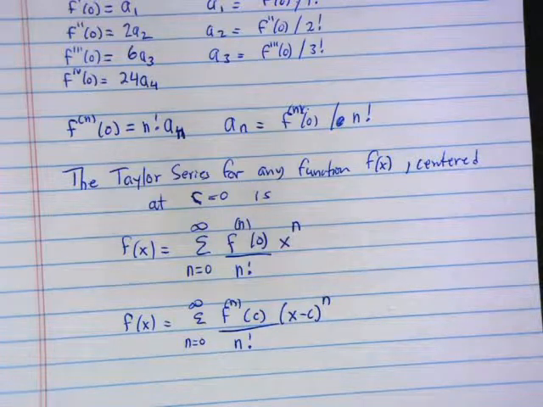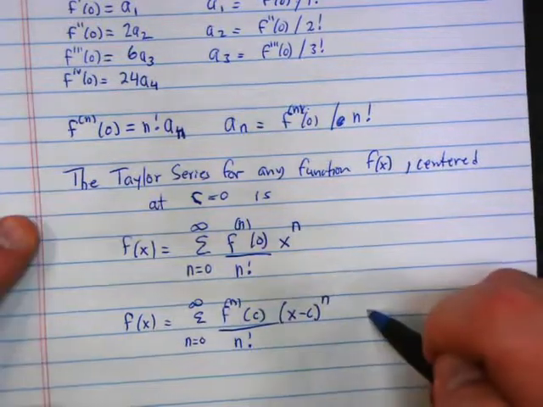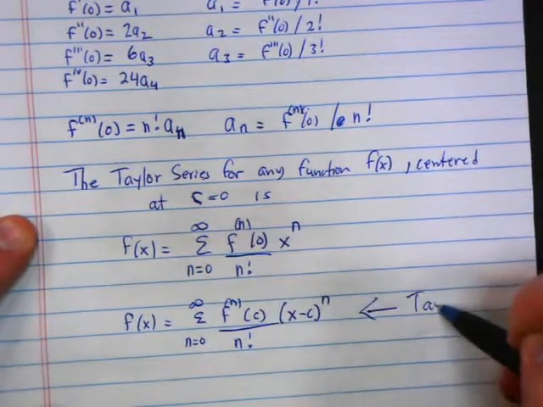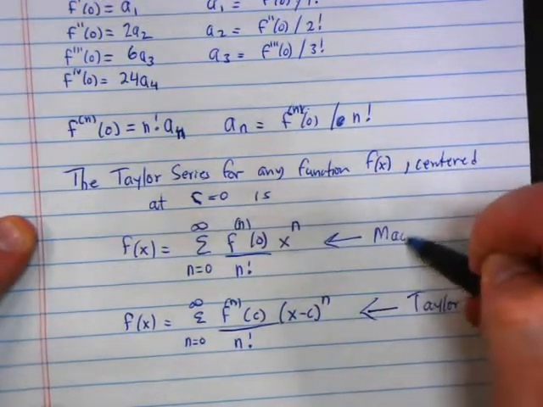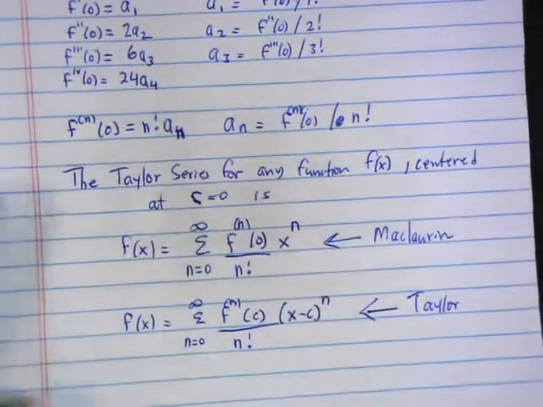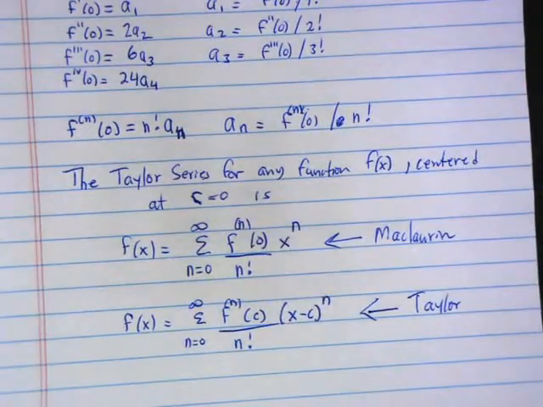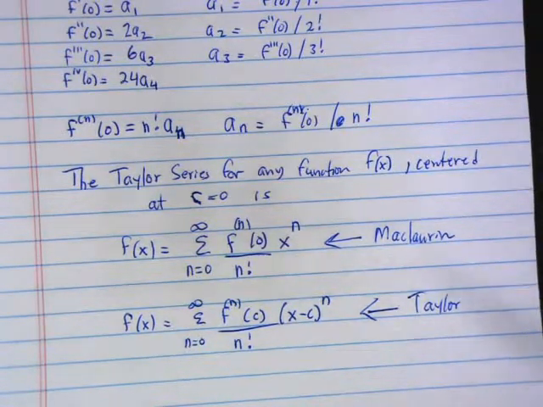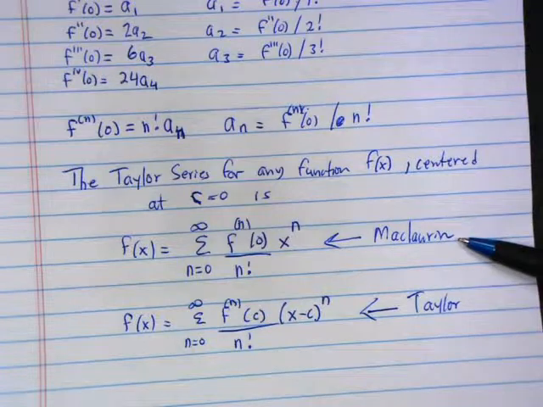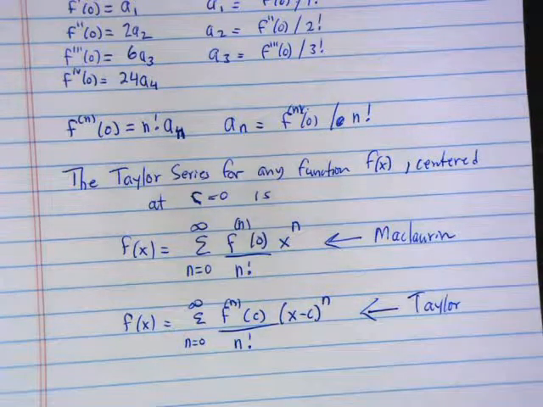Which one's the Taylor version from the Taylor? This one is generally called the Taylor, and centered at 0 is generally called the Maclaurin. So in the book, quite often they will say, determine the Maclaurin series for such and such. That's just saying they want it centered at 0.